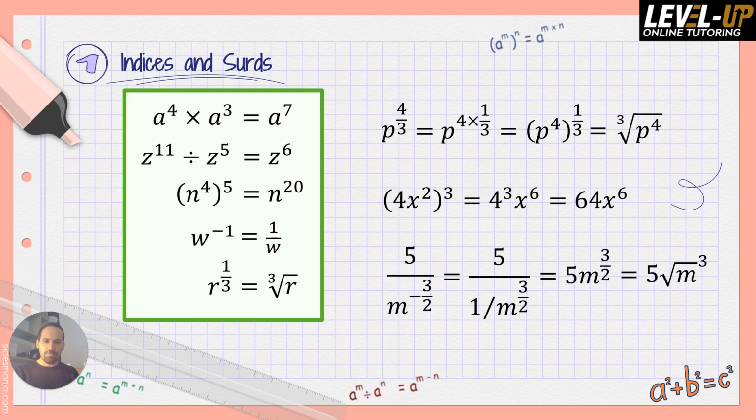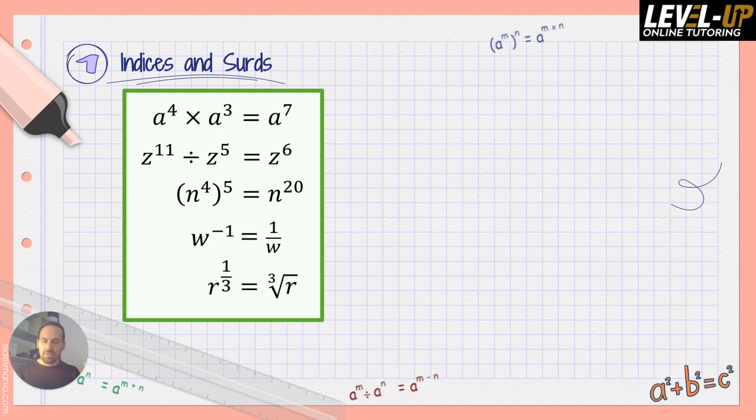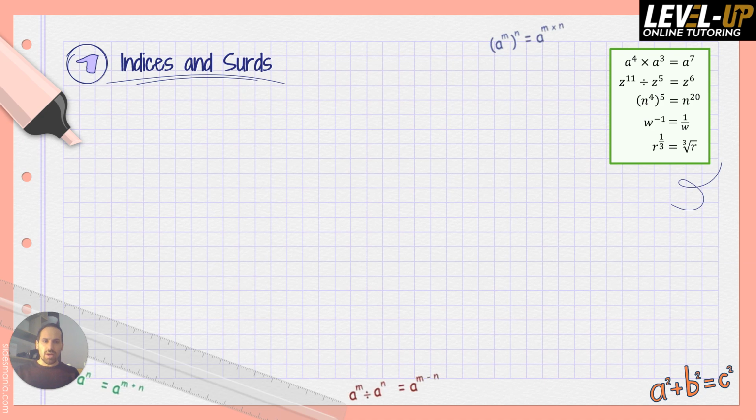And that m to the 3 over 2, you see, we could split that up into a root and a power if we wanted to, but that might not be necessary here. So here are our key laws that we need to be aware of. Let's keep those up there for referring to.